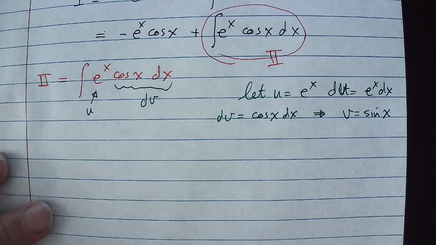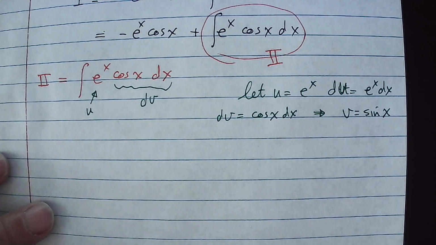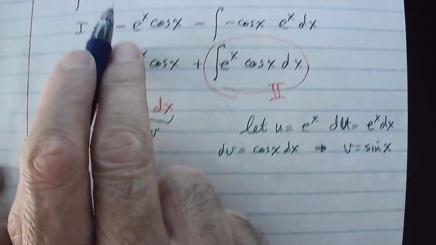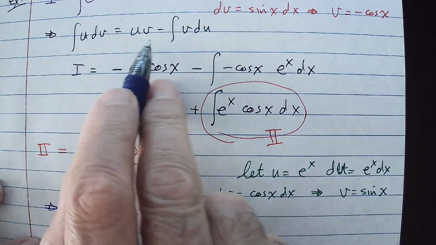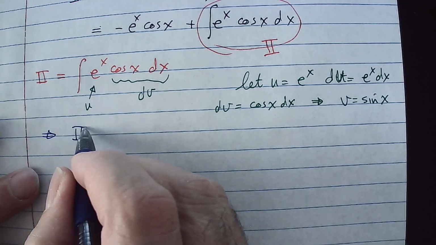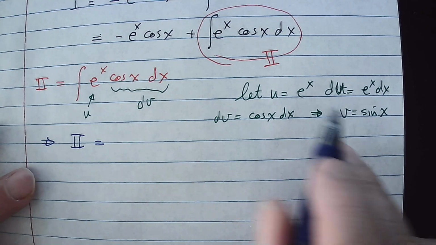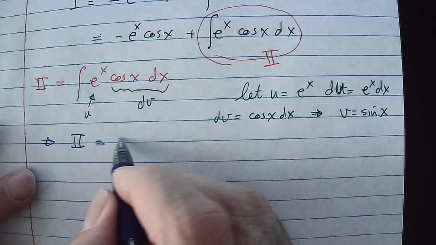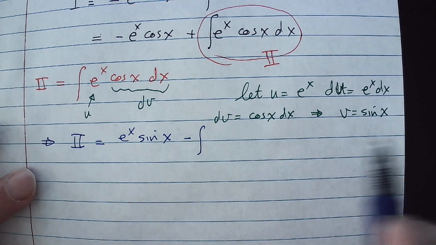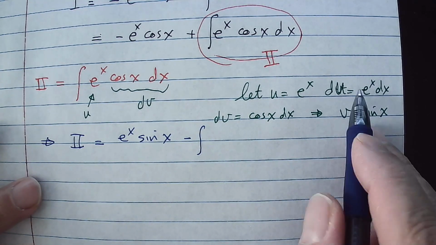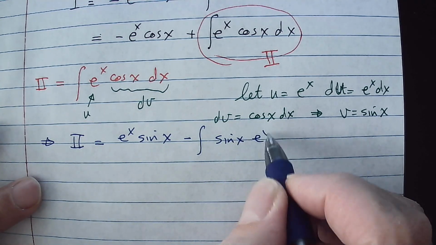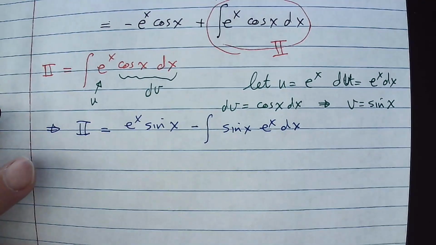Now put this back in the integral. This is the rule, u dv equals uv minus v du. So the integral number 2 is uv, e to the x sine x, minus the integral v du, sine x e to the x dx.